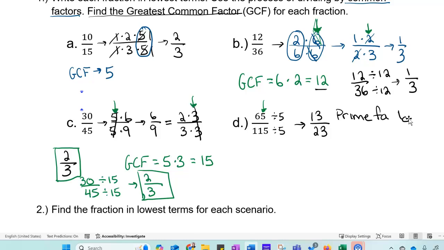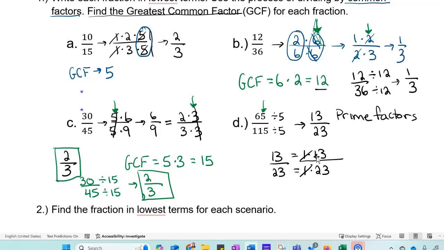Prime factors refer to factors that are only divisible by 1 and themselves. So 13 equals 1 times 13, 23 equals 1 times 23, and those are the only options. So we know that 13 and 23 are prime. We'll be working more and more with how to identify prime factors and how useful they can be for making sure that things are fully reduced.